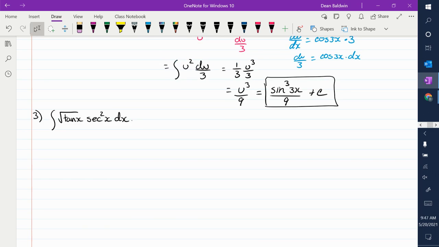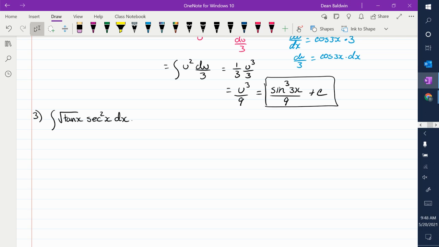Square root of tan x times secant squared x dx. Based on what I just said, what would you sub out? Secant. That's wrong. Why is that wrong? Look at the board, right behind me. What's the derivative of tan? Secant squared.